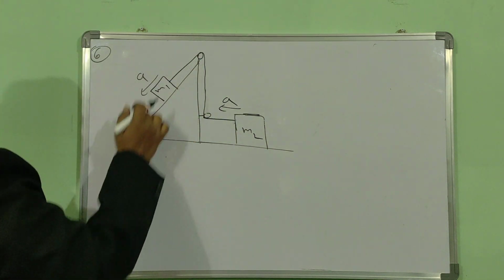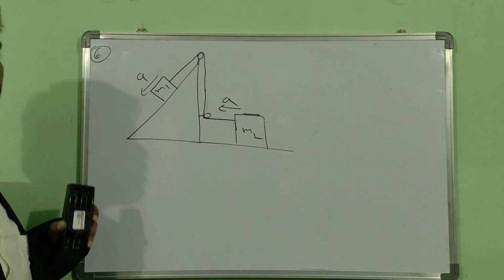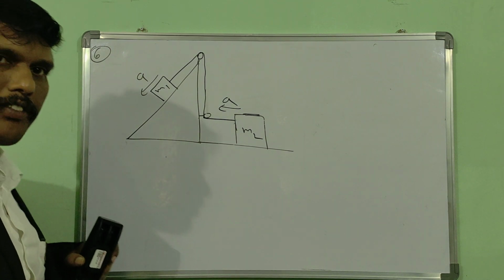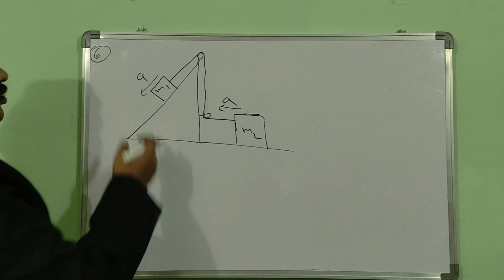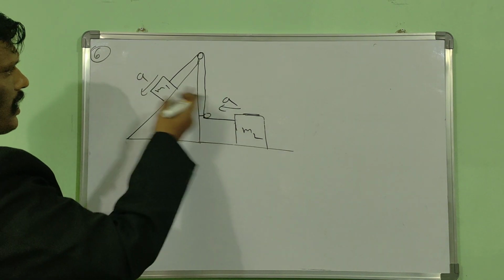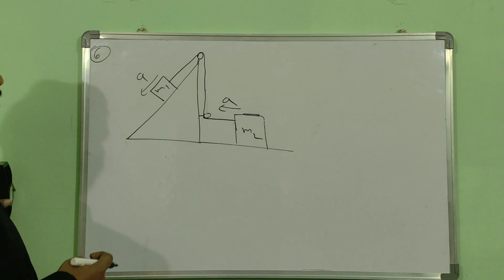Why? Because both are connected with a string. Both are connected with a string, which means both will move with the same acceleration a, and that acceleration we need to calculate.